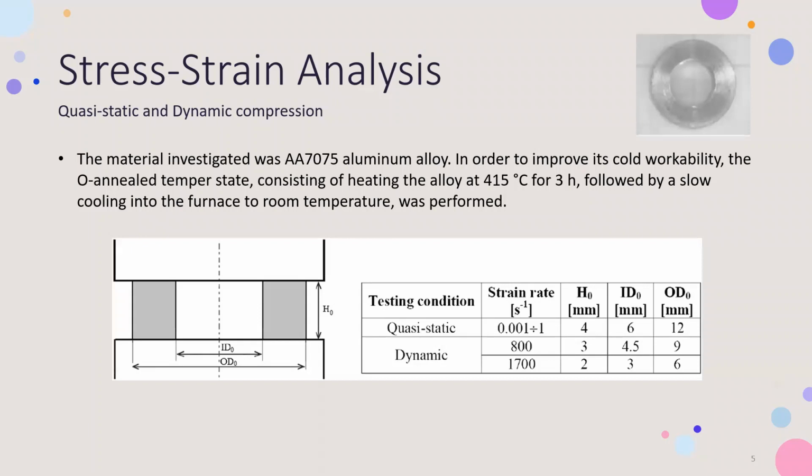that's taken here, we can see that the material that was investigated was aluminum 7075, and in order to improve its cold workability, it's at an O annealed temper state. The material tested was followed by a slow cooling in the furnace to room temperature. And as you can see here from the table, the testing conditions for the quasi-static and the dynamic state are given, as well as the height and the inner diameter, as well as the outer diameter. And as you can see by the picture here, it's a picture of the tested specimen.